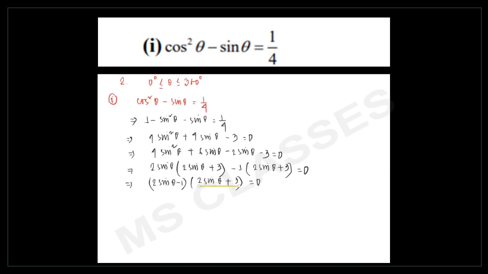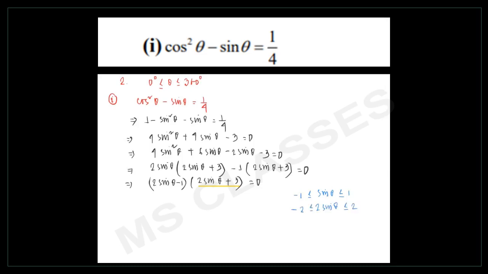This part can never be 0. Why? If this is 0, then sin theta equal to minus 3 by 2, never possible. Or you can show in a better way also that sin theta is lying from minus 1 and 1, so 2 sin theta is less than or equal to 2 and greater than or equal to minus 2.